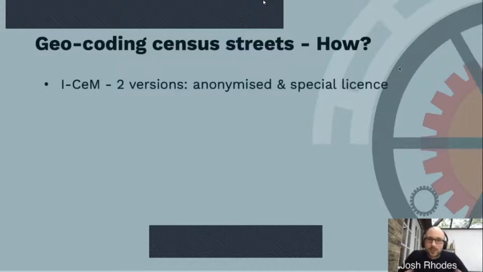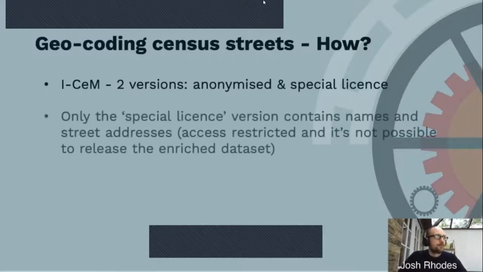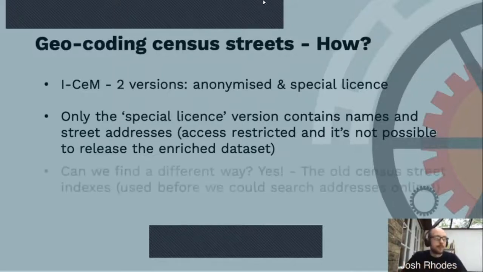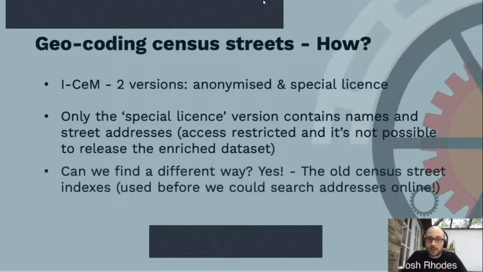Well, as I think I've mentioned, there are two versions of ISEM. There's the anonymized version, and then there's the special license version. Now, it's only the special license version that contains people's names and street addresses. Access to the special license version is very restricted, and it's not possible to release any of the enriched data sets. So we could geocode all of these addresses, and you could map where those streets are, but you wouldn't be able to release that because it's based on that restricted data set. So can we find a different way to do this?